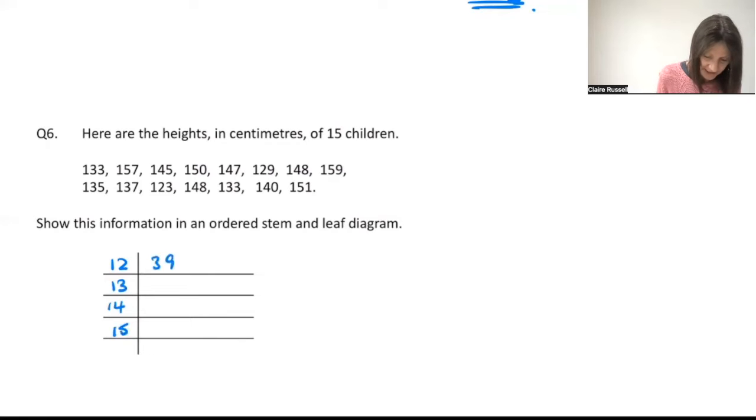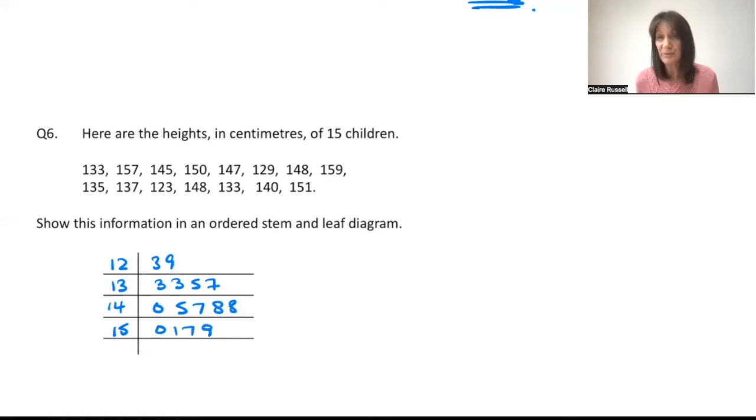So 3, 9, 3, 3, 5, 7, 0, 5, 7, 8, 8, and 0, 1, 7, 9. If you miss one out, you'll lose a mark. If you duplicate, you'll lose a mark. If they're not in order, you'll lose a mark. So it's really, really important that you take your time with something like this.